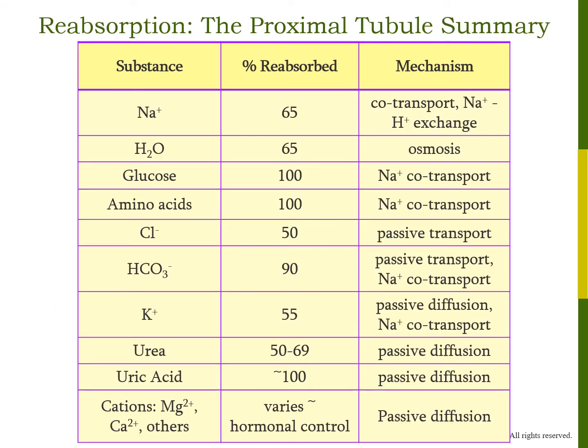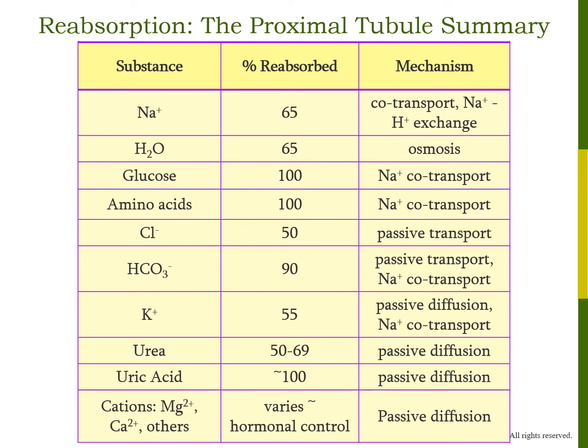This table attempts to summarize the reabsorption of specific substances in the proximal convoluted tubule. So again, sodium is reabsorbed by co-transport with several solutes as well as by exchange with hydrogen ion in the early part of the proximal convoluted tubule. And this results in 65% of the filtered sodium being reabsorbed here in the PCT. Water follows the solutes, so a proportional amount, 65% of the water, is reabsorbed by osmosis.